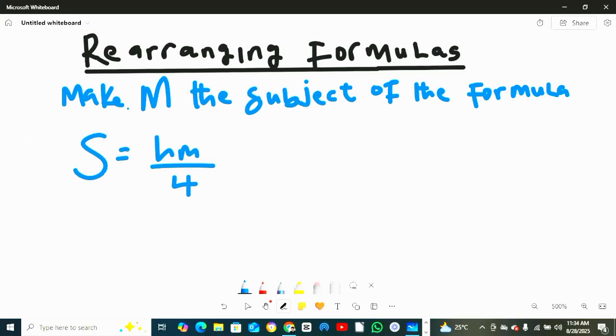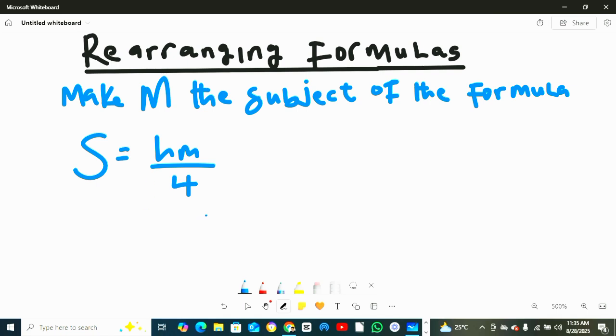So right now we want to make m the subject of the formula. So we have to rearrange this formula to make m the subject of the formula. In other words, we have to solve this formula so that m will be by itself, while the others are on one side, and m will be on the other side. Now, in normal algebra operations, the same rules apply here.